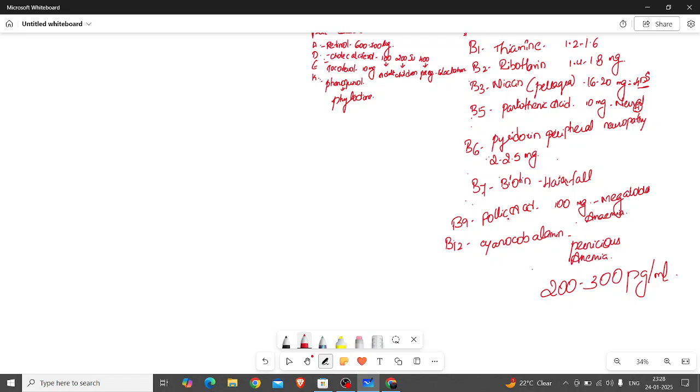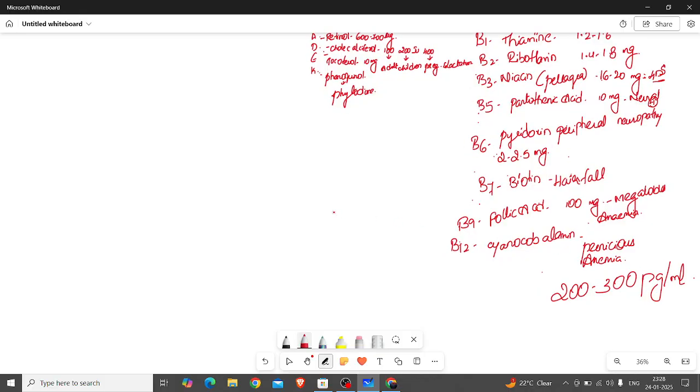Next, B9, also known as folic acid. Its deficiency leads to megaloblastic anemia. And the final one, B12, also known as cyanocobalamin. Its main deficiency leads to pernicious anemia. The tongue appears red and beefy, and the normal range is about 200 to 300 picograms per ml. So this is a small explanation of the vitamins, fat soluble and water soluble.